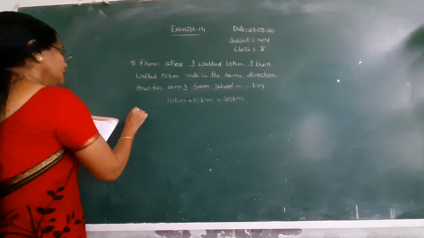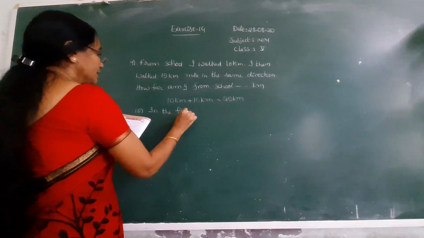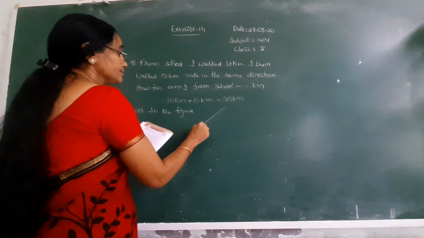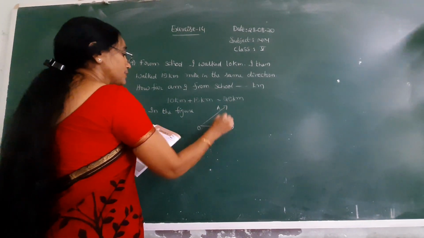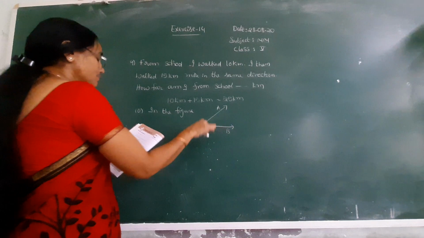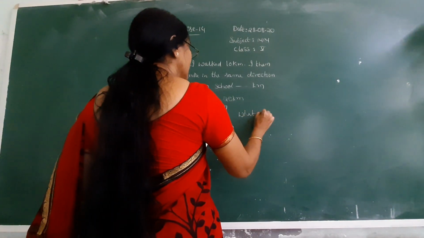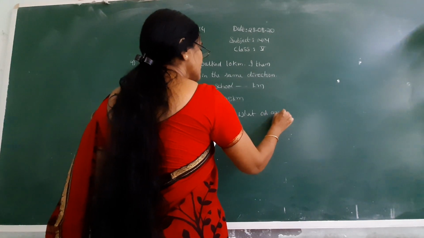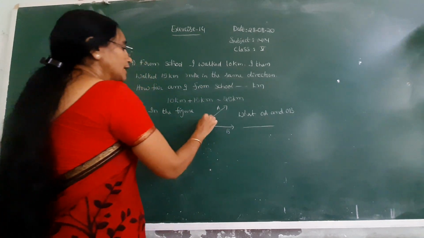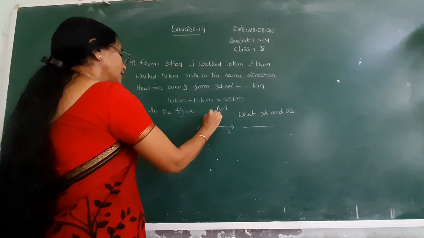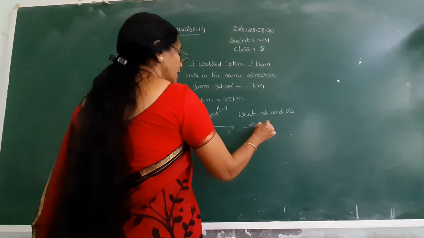See the 10th one in the figure. In the figure they give an angle. Okay. The space occupied by two arms is called angle. What are OA and OB? Already you know this, you learned in 4th class. So OA and OB are called hands of an angle or arms of an angle. These are called arms. Okay, na? Arms of an angle.